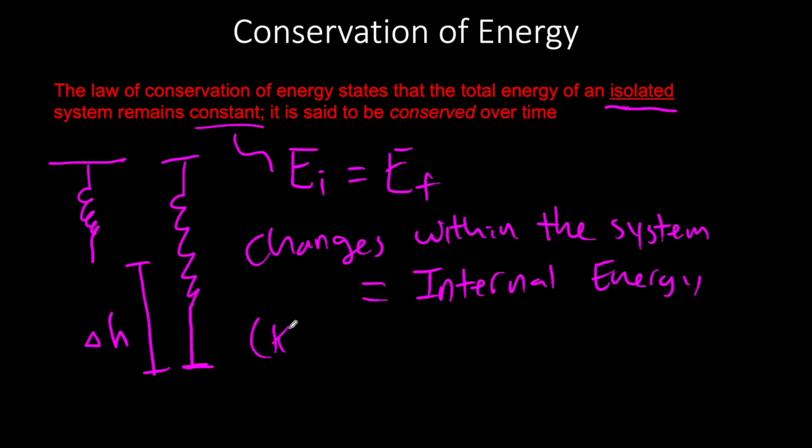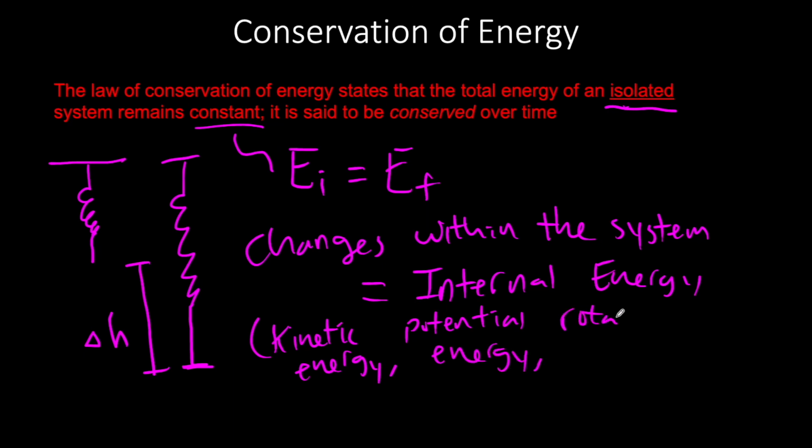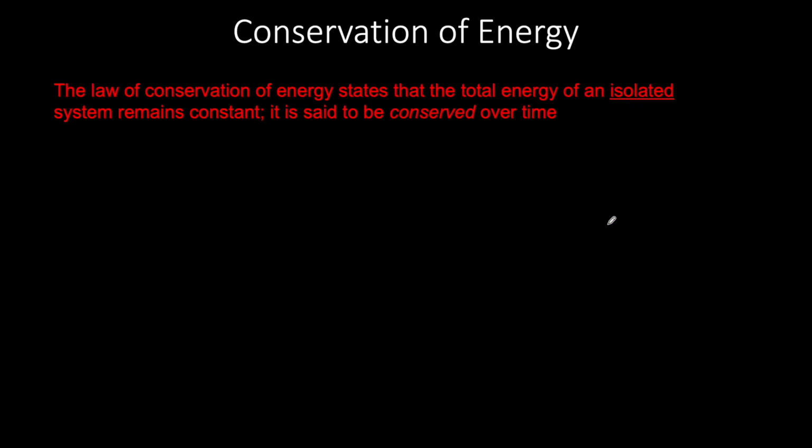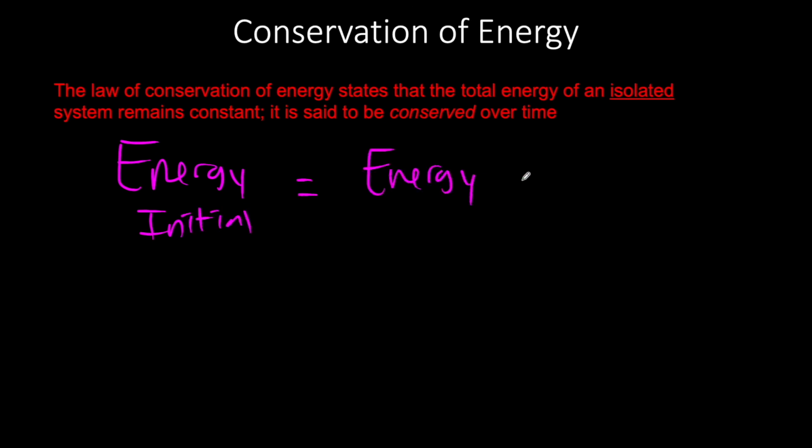And internal energy includes kinetic energy, potential energy, and rotational energy, and so on. So changes within a system are known as internal energy, right? So in this lecture, we only worry about kinetic energy, gravitational potential energy, and spring energy. Let me write this down. So basically, initial energy is equal to final energy, right? So EI is equal to EF, so KI plus USI.